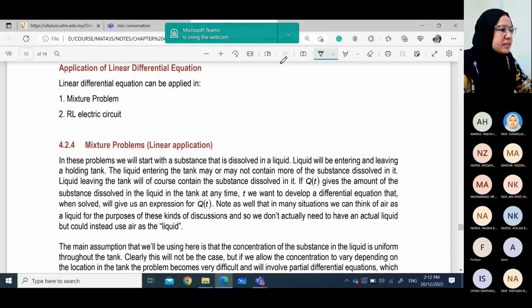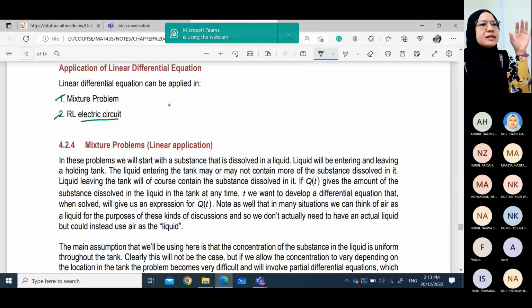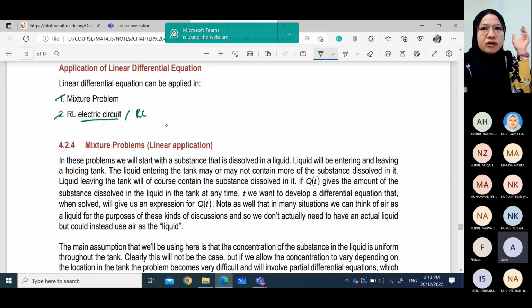Alright, so today we discuss the application of linear differential equations. Linear differential equations we can apply in mixture problems and RL electric circuits. For electric circuits, we have two types that we can apply linear differential equations to. The first one is RL, the electric circuit involving a resistor and inductor, and the other one is RC, an electric circuit involving a resistor and capacitor.